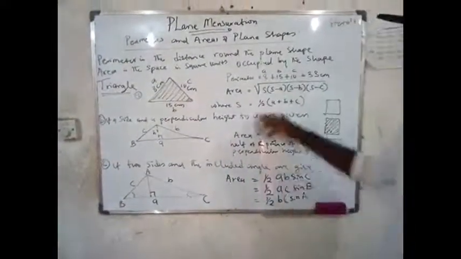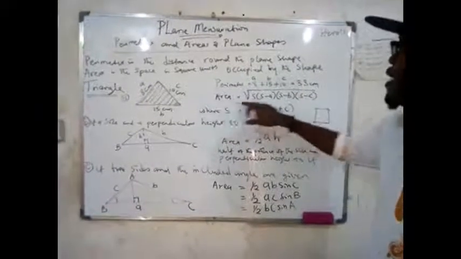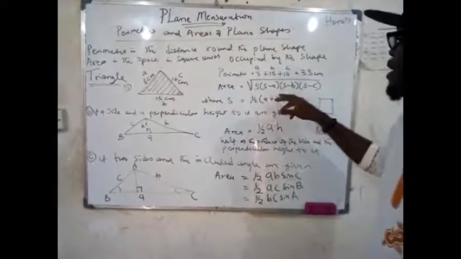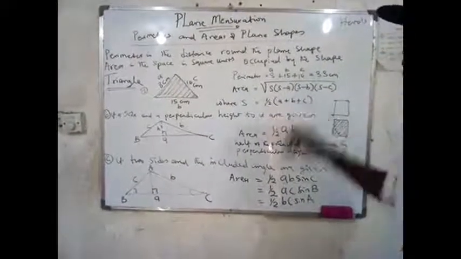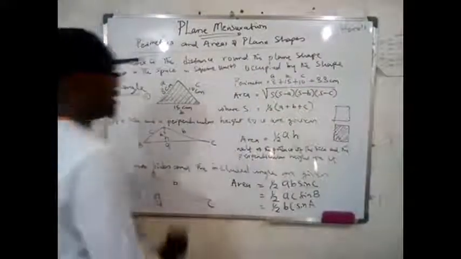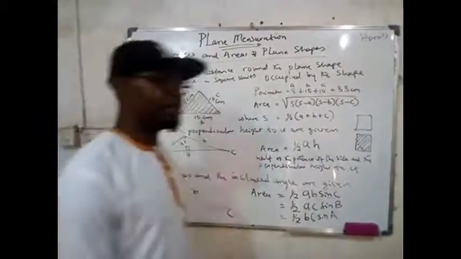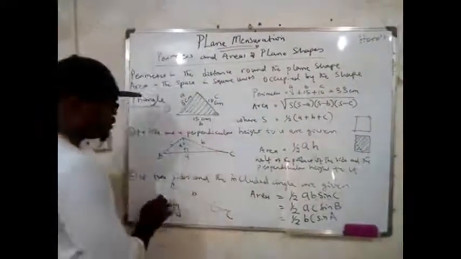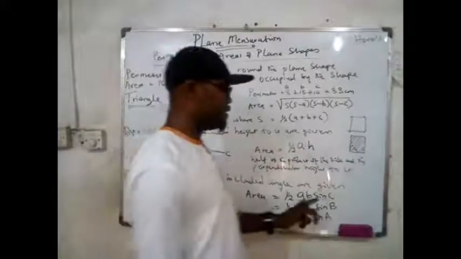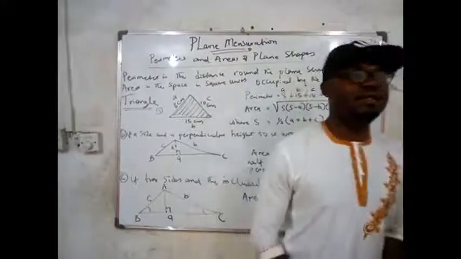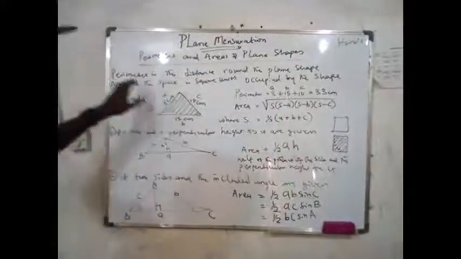So you can use any of these three formulas of area, depending on what you are given. If you are given the three sides, you use area is equal to root of S bracket S minus A bracket S minus B bracket S minus C, where S is equal to half of the summation of the sides. If you are given a side and a perpendicular height to it, use area equal to half that side times the perpendicular height to it. If you are given two sides with the angle in between them, you use half the product of the two sides times sine of the angle in between them. Is that clear? Yes. So those are the formulas you can use in solving for the areas of plane shapes.